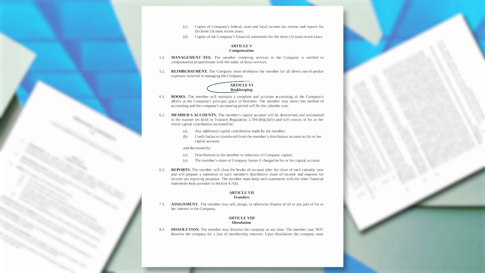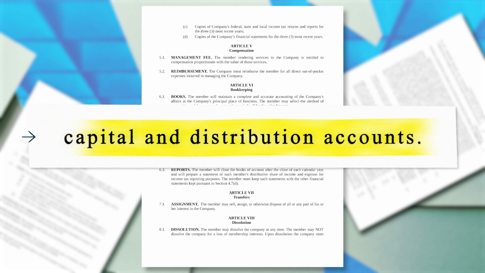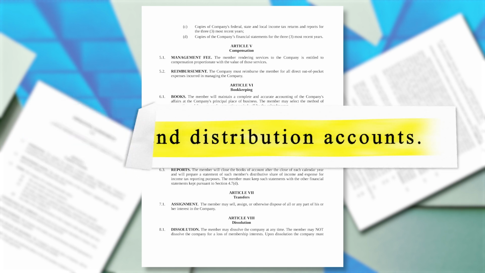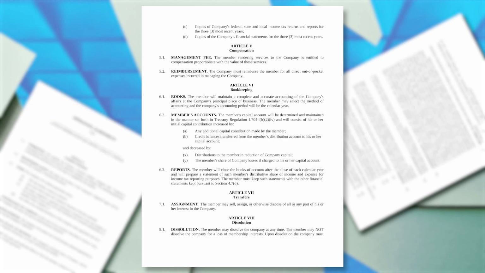The next article explains how you'll keep financial records, including capital and distribution accounts. At the end of each calendar year, you'll close the books and prepare a member statement. Yes, that's just for you, but these types of records are important, like business self-care.